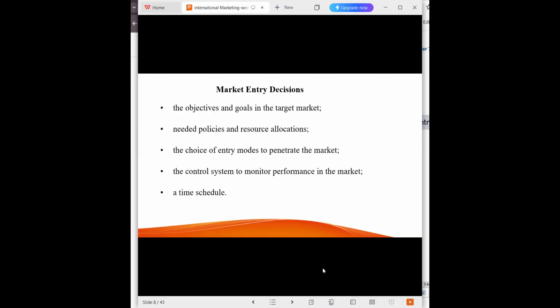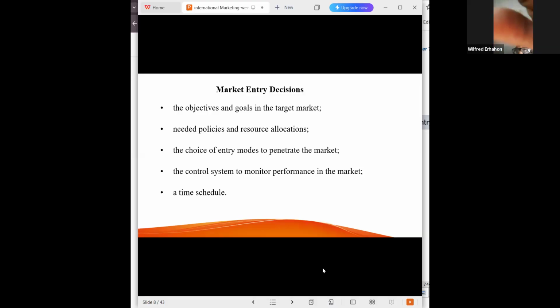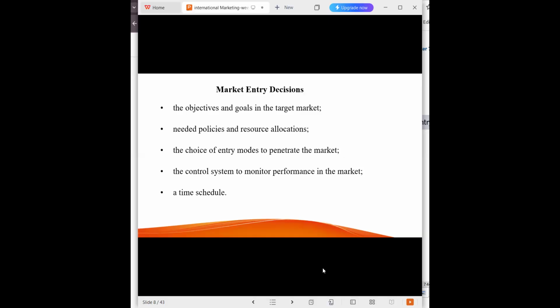Another one is the choice of entry mode to penetrate the market. Every country has its own choice of entry mode. As I mentioned previously, China has its own choice. Even the European Union has its own choice of entry mode. I can't say for Africa, but I know Africa too has its own choice of entry mode. Even the US has its own choice of entry mode. So every country has its own choice of entry mode based on the product that one is taking to that particular country. Then the control system is very important.